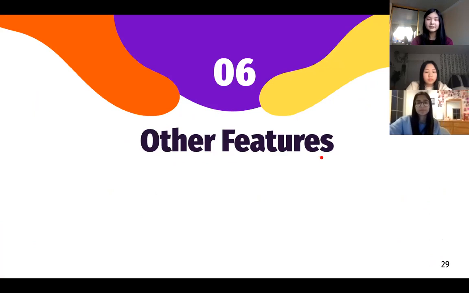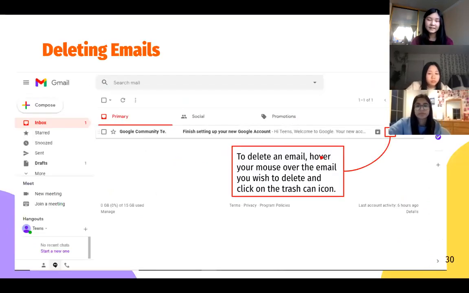Now we'll be going over some other features of Gmail. So, how to delete an email? To delete an email, hover your mouse over the email you wish to delete and click on the trash can icon.